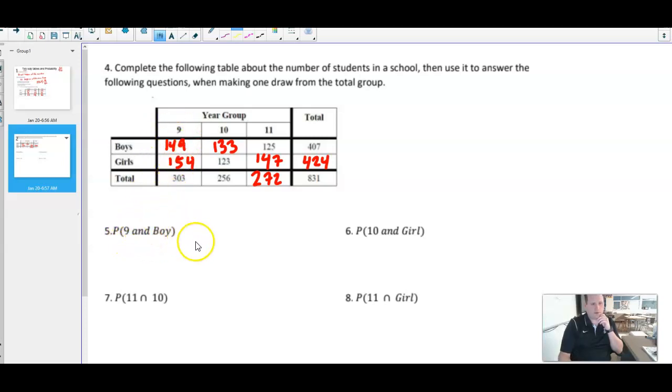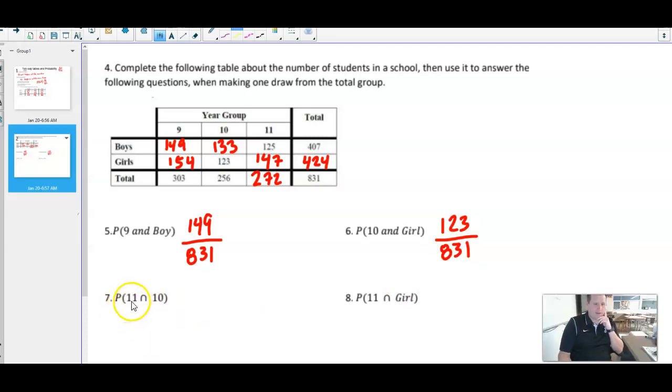That would be this 149. That's what I'm interested in, over my total, which would be 831. So interested over total, and that would be my value. 10th and girl, so 10th and girl would be this 123. That's how many meet what I'm interested in, and then the total would still be 831 with this one.